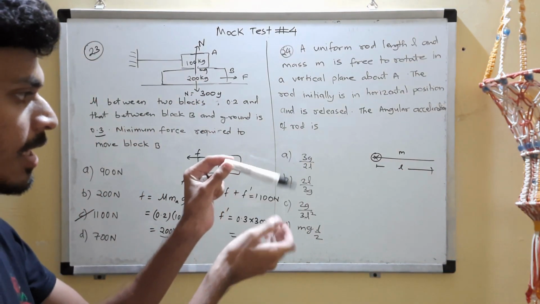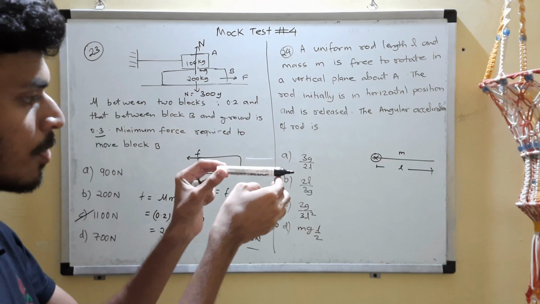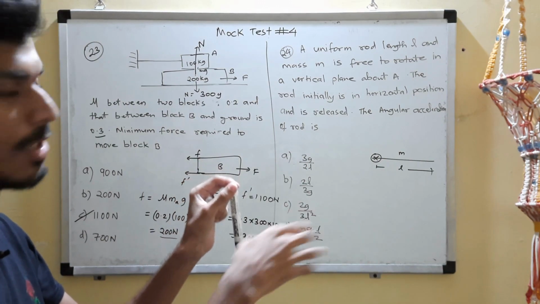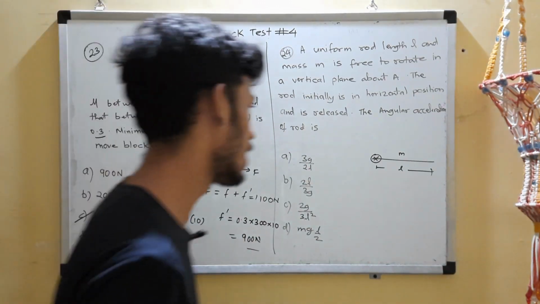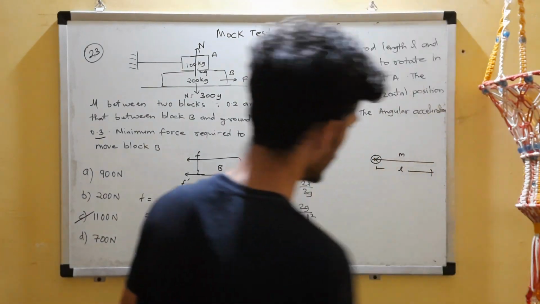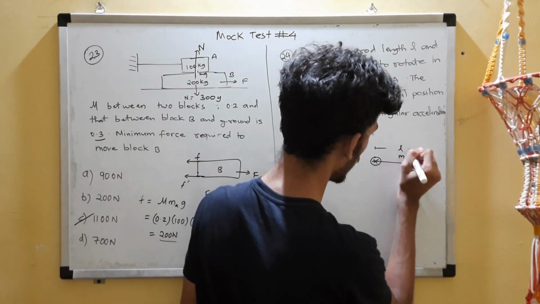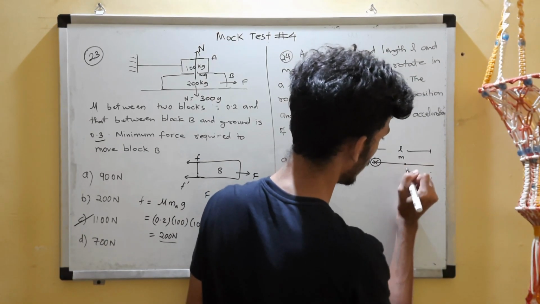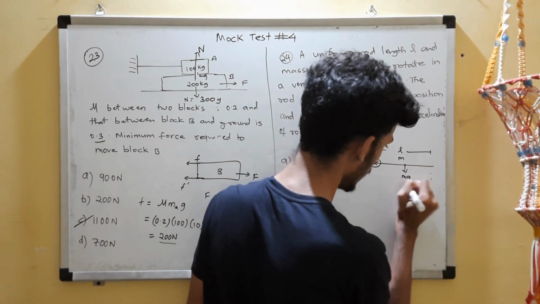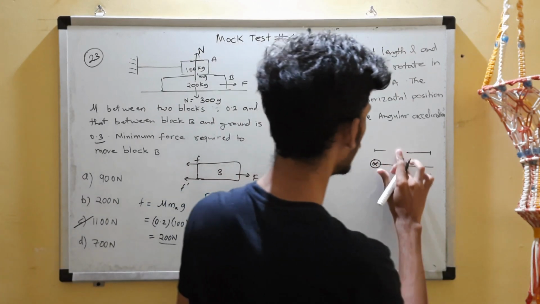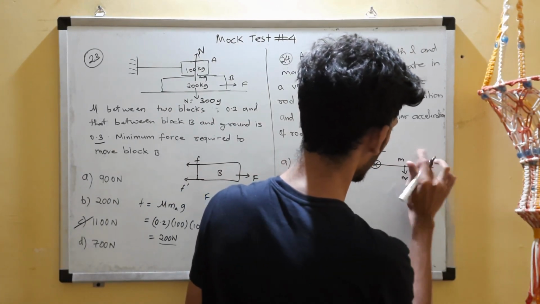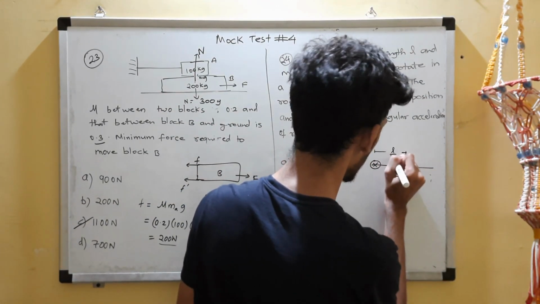So it's just released like this. Suppose it was supported like this, now it's released. You are supposed to tell what is the angular acceleration. It's very simple actually. If you see, we can assume that the entire mass of this will be located at the center of mass. So here we have mg. The center of mass will be at the geometrical center, which is L by 2.